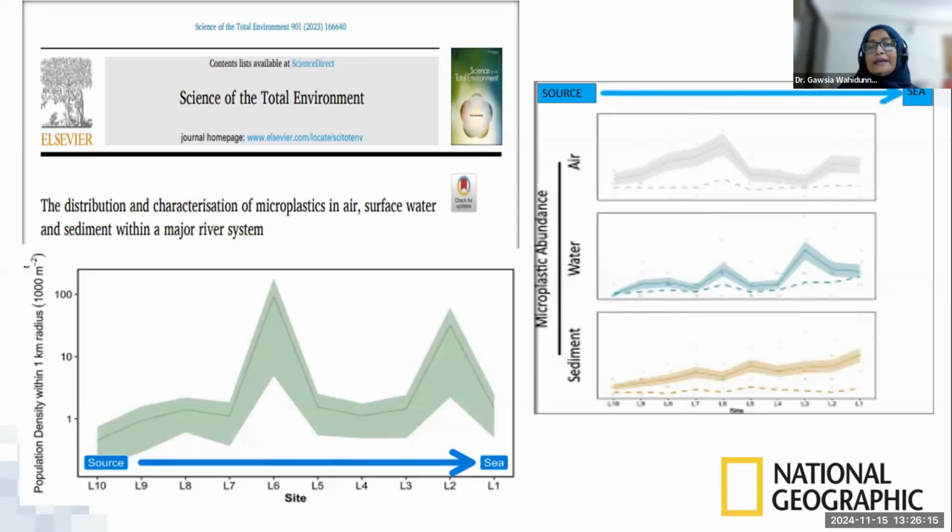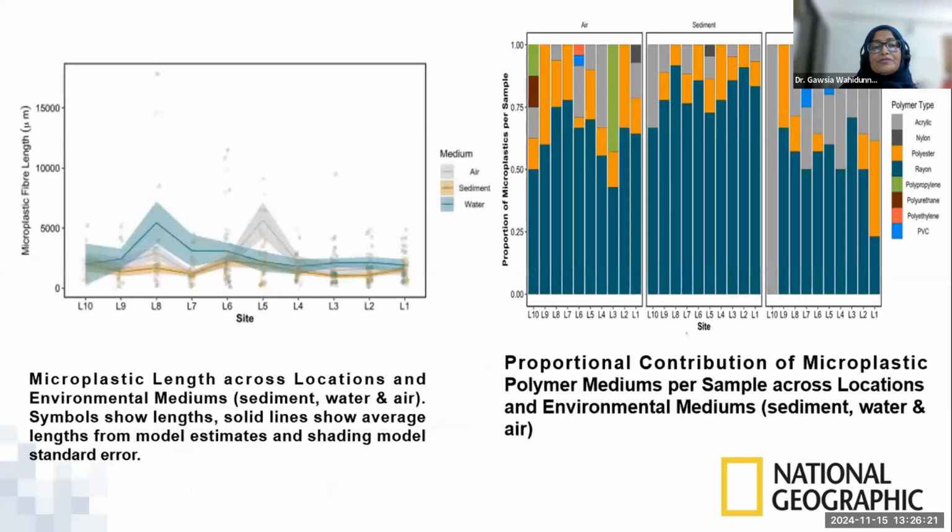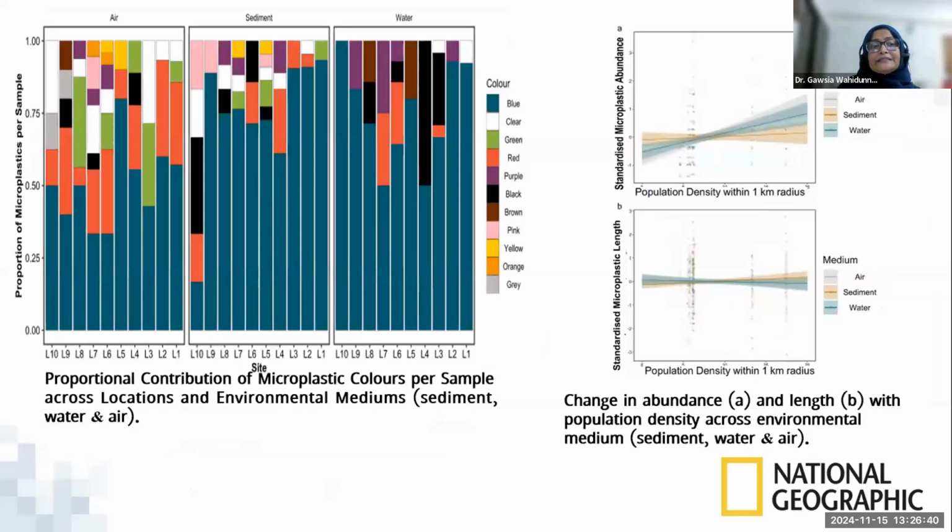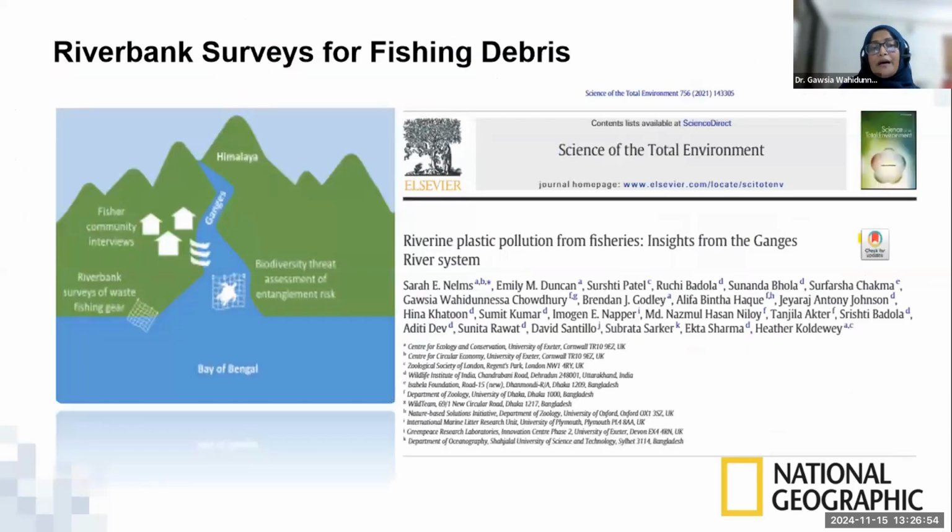And you can see the different environmental mediums, and the concentration we measured. And this slide shows the microplastic length across the locations and the environmental mediums like sediment, water, air, and this stacked bar plot shows the proportional contribution of microplastic polymer medium. And then this slide shows the proportional contribution of microplastic colors. We measured variables like color, size, and polymer composition in different mediums. And these are the photos from that study.